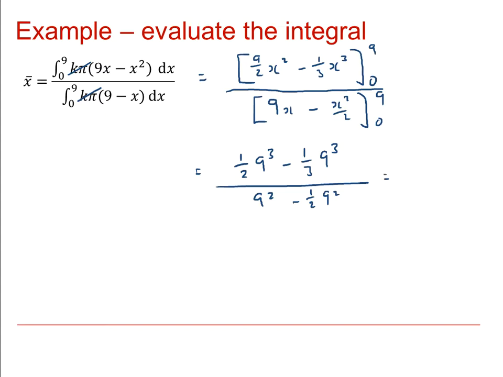So in total on the top line we've got 1/2 minus 1/3, which is equal to 1/6 of 9 cubed, and on the bottom line we've got 1 minus 1/2, or 1/2 of 9 squared. So therefore it becomes 1/6 divided by 1/2, which is 1/3, and 9 cubed divided by 9 squared is 9, giving us an answer of 3. So therefore, finally we can say that the centre of mass is at a position 3, 0.